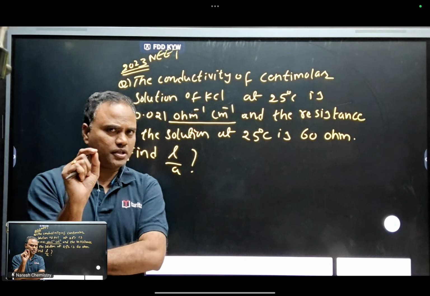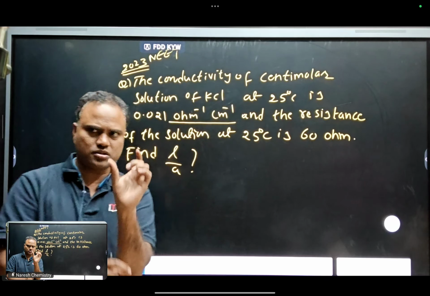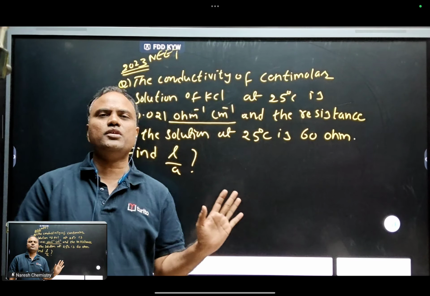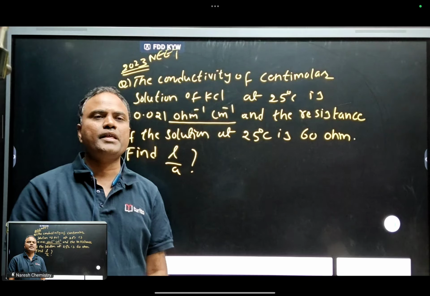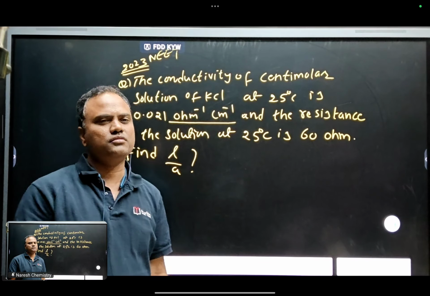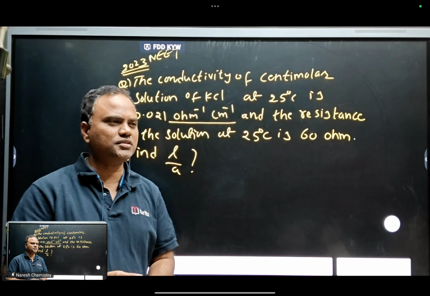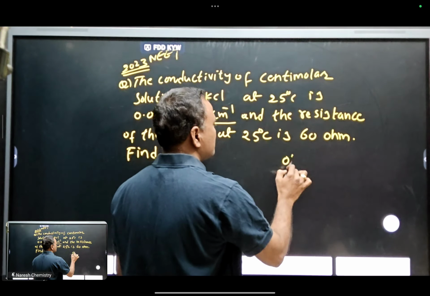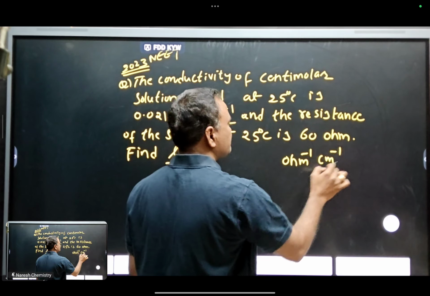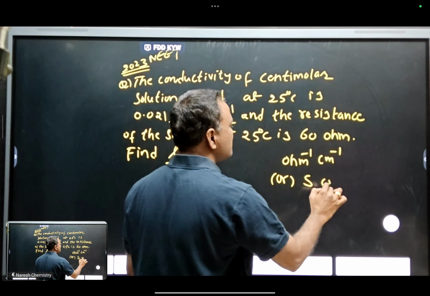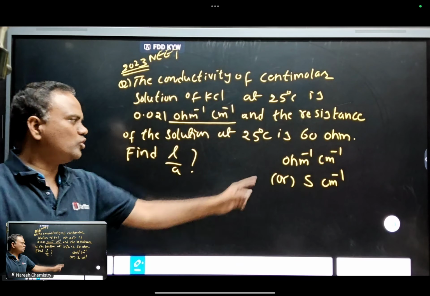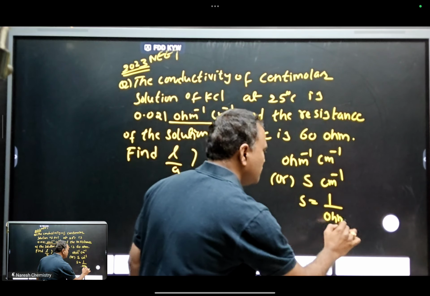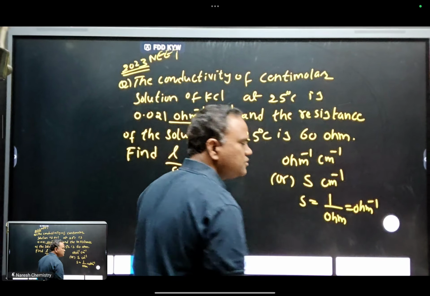First of all, at the beginning only I said to you, conductance topic. Based on the units, we will select the type of conductance given to us. Ohm inverse centimeter inverse are the units for which conductance? Specific conductance. Another unit in place of ohm inverse we can write is Siemens centimeter inverse, because ohm inverse is equal to Siemens. Siemens is equal to 1 by ohm, or ohm inverse.